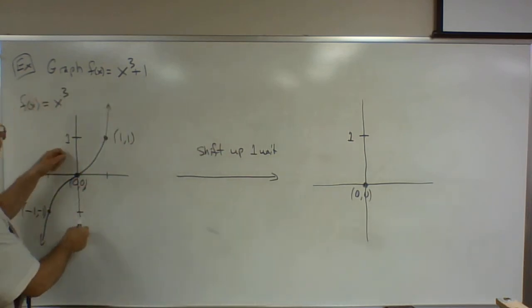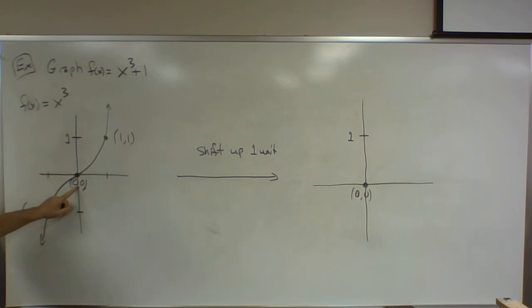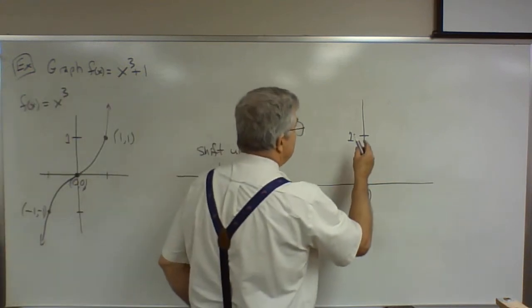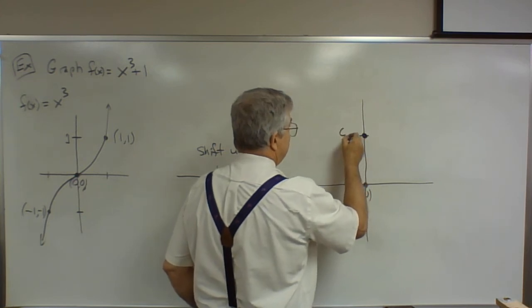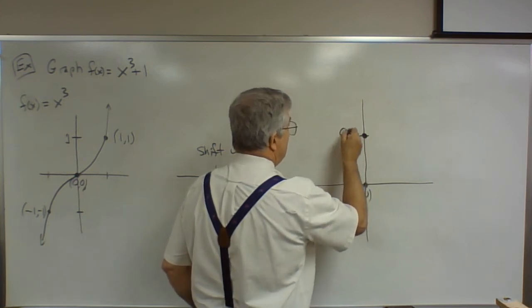I'm going to take this whole graph and just move it up 1 unit. So this point is going to get moved up 1 unit. X will stay the same, but y becomes 1. So this is going to be a point on the graph. X equals 0, y equals 1.